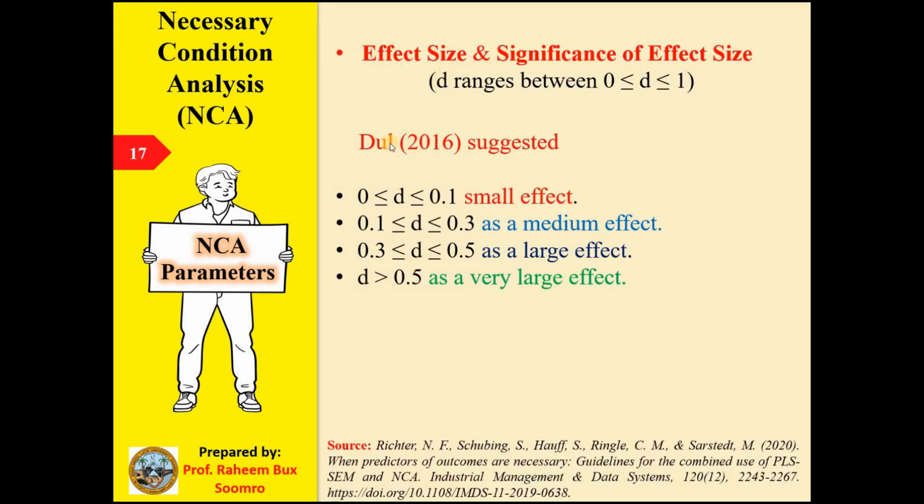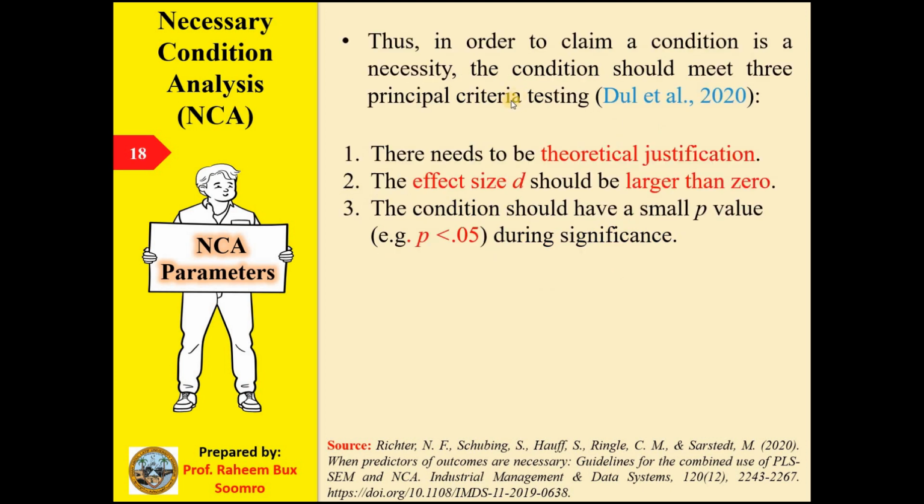Then the effect size. There are four levels of the effect size: 0 to 0.1. That means from 0 to 10% is a small effect, from 10% to 30% a medium effect, from 30% to 50% a large effect, and from 50% and above a very large effect. This d is the symbol of the effect size, and the range of the effect size is from 0 to 1.